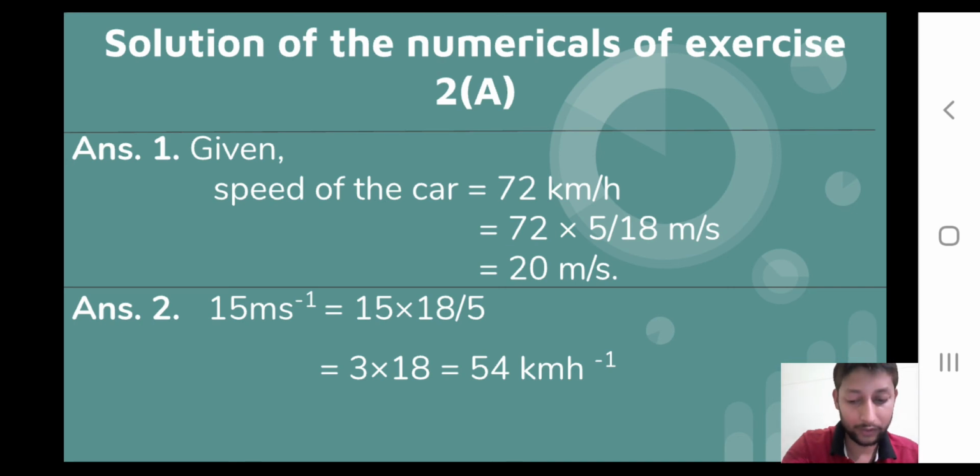Similarly, the second question says express 15 meter per second in kilometer per hour. Here it is just the converse of the first question. Given 15 meter per second, convert it into kilometer per hour. You have to multiply it by 18 by 5. So 5 3s are 15. You will get 3 into 18, which is equal to 54 kilometer per hour.